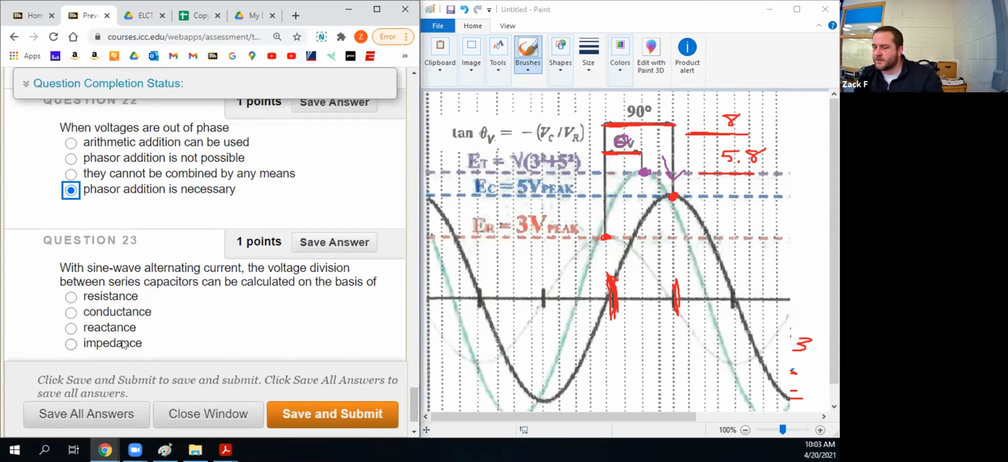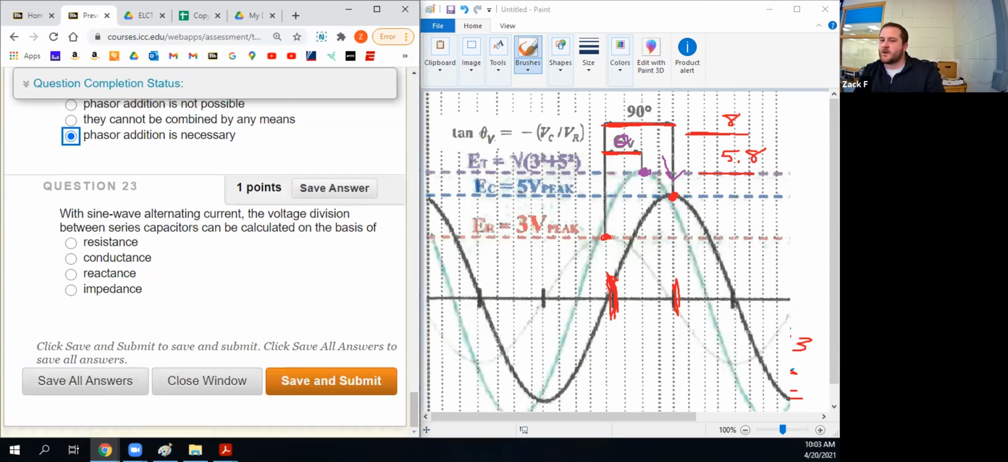Phasor dish is necessary, is that what it's saying? All right, 23, with sine wave alternating current, the voltage division between series capacitors can be calculated on the basis of reactance. The last one. Oh, thank God.